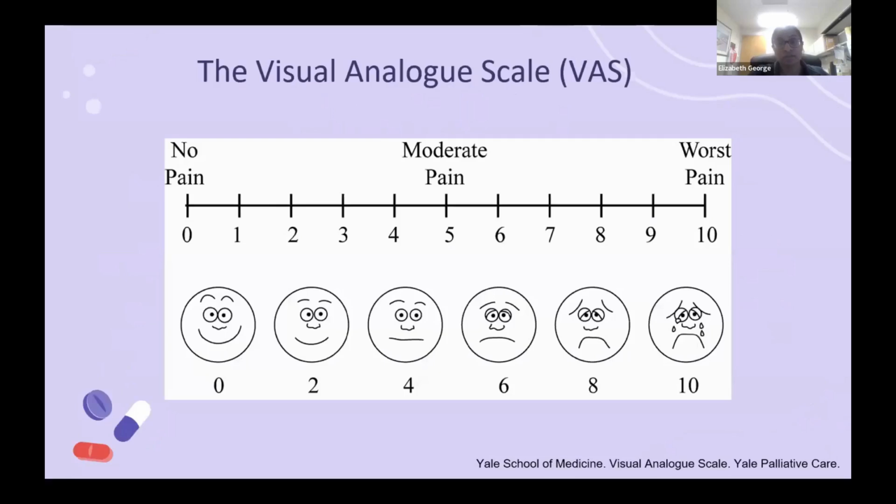A visual analog scale is a tool used to measure the intensity of pain. It is a horizontal line with two descriptors at each end, usually no pain and worst pain. The patient marks a point on the line which best represents their pain, and then the distance from the no pain end of the line is measured to determine the pain intensity level.